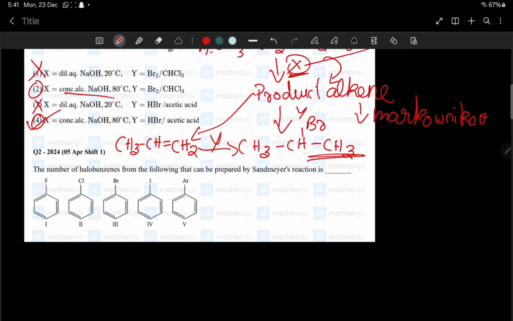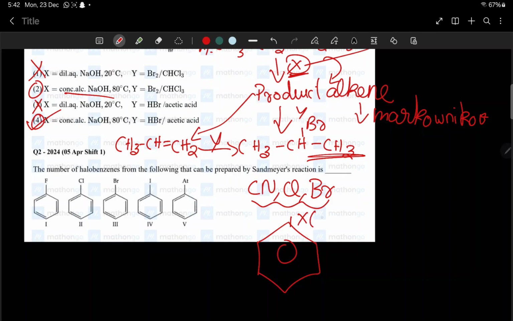So next question. So next one is the Sandmeyer's reaction. The number of halobenzenes from the following that can be prepared by Sandmeyer reaction. So Sandmeyer reaction means which all things? We can prepare cyanide, chlorine and bromine substituted products. This X can be CN, Cl or Br.